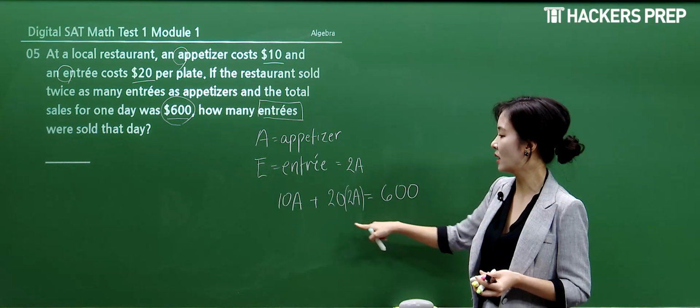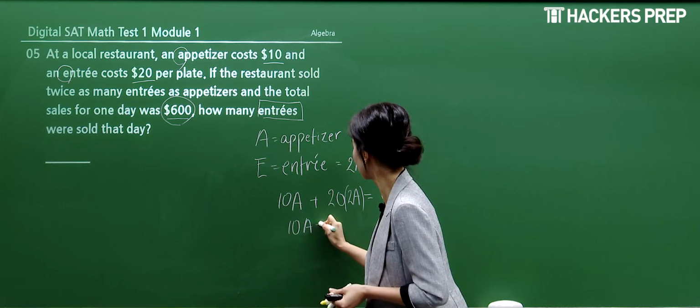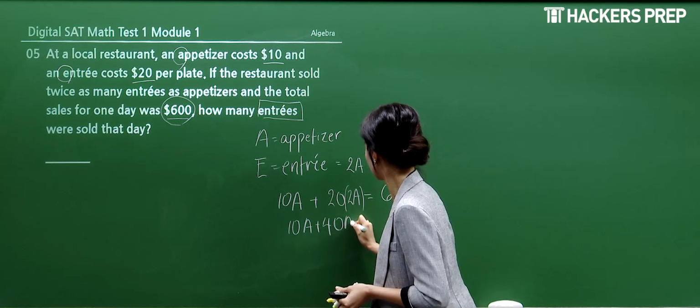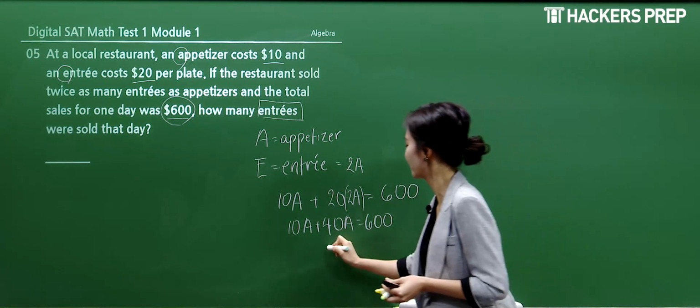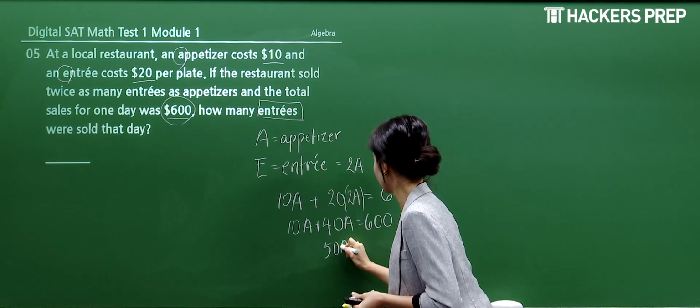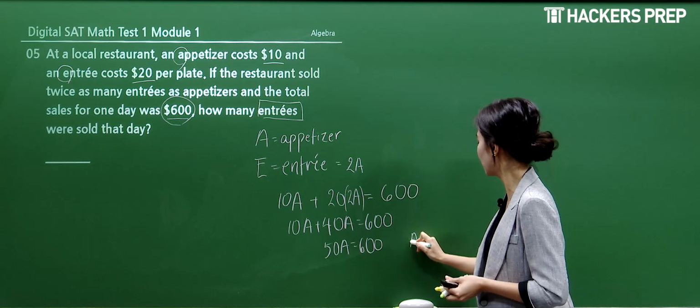Okay, so there we go. Let's go ahead and simplify this expression. Okay, let's do the math. Great, and so that means A is going to equal 12.